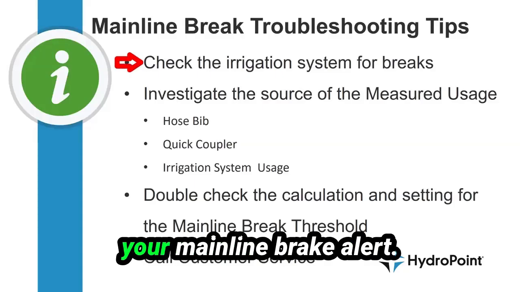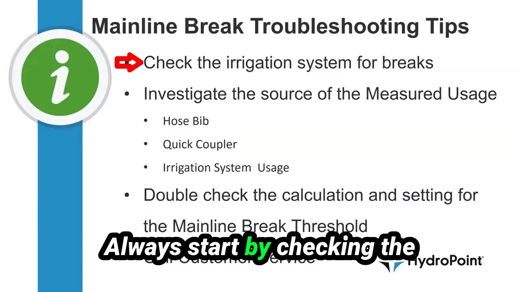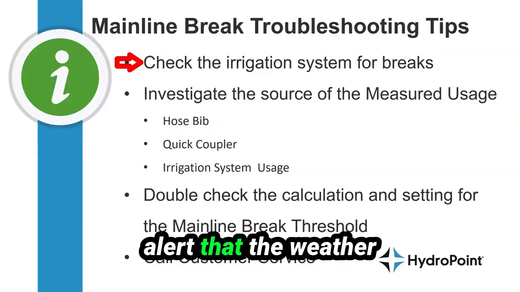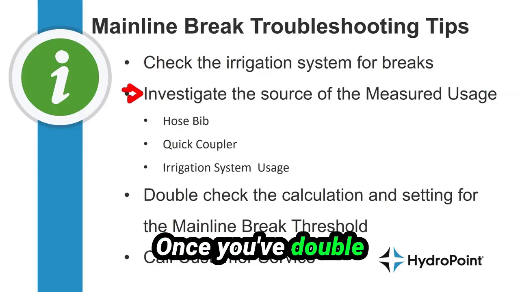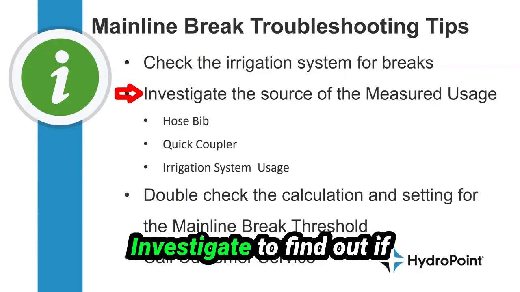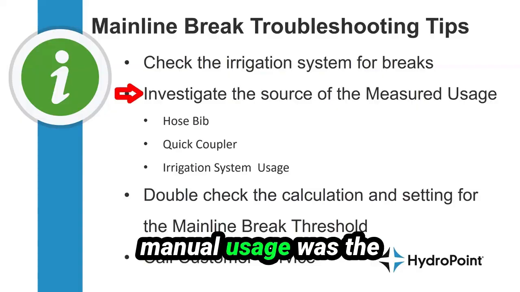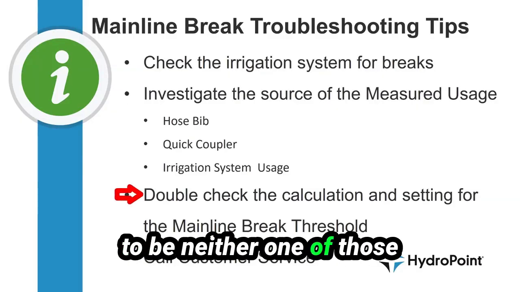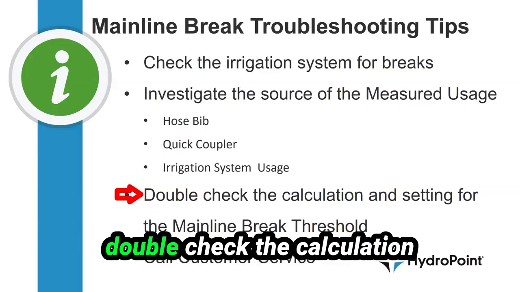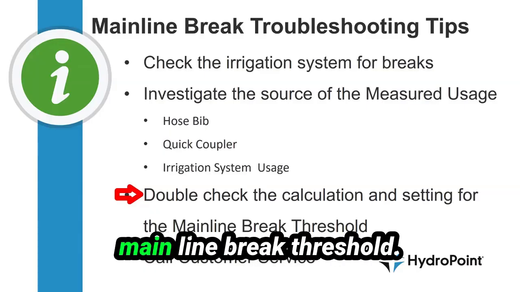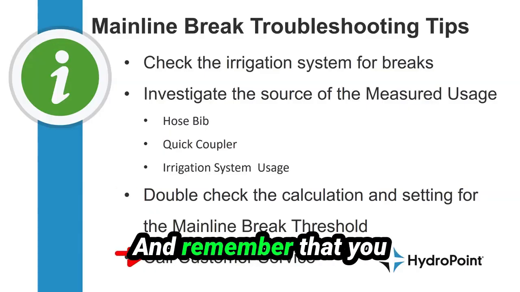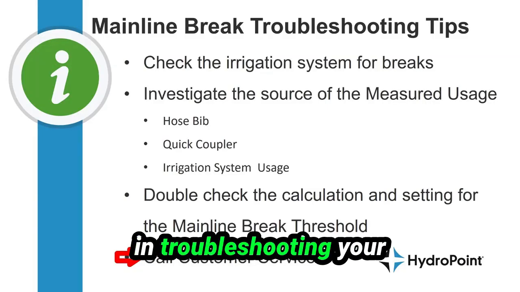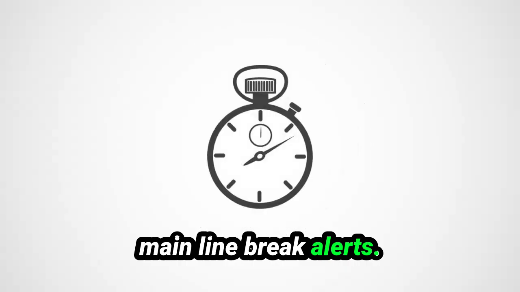So when troubleshooting your mainline break alert, always start by checking the irrigation system for breaks. This can be the most critical alert that the WeatherTrack system creates. Once you've double-checked and made sure the system is tight, investigate to find out if manual usage was the source of that measured usage. And if it turns out to be neither one of those things, it never hurts to double-check the calculation and the setting for your mainline break threshold. And remember that you can always contact the HydroPoint customer service team for more tips in troubleshooting your mainline break alerts.